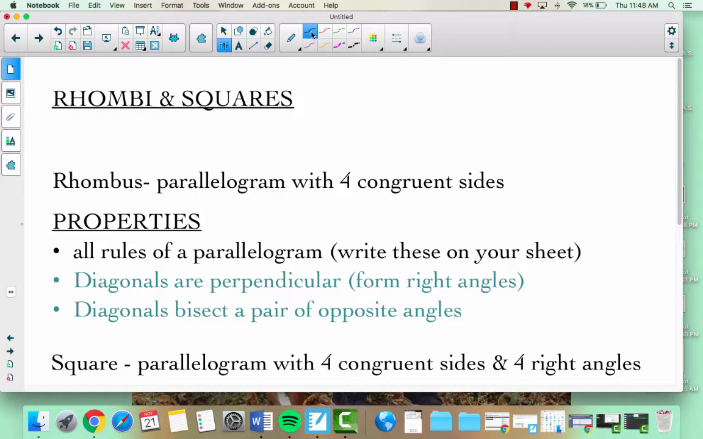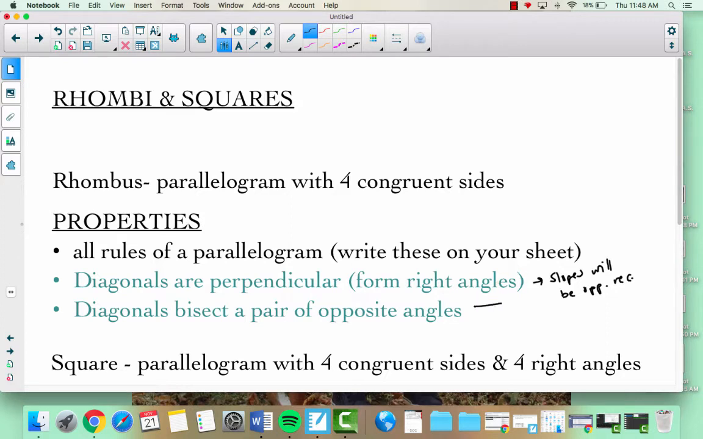And then the two new properties would be that in a rhombus, diagonals are always perpendicular, which means they form right angles. Okay, and then I'm going to add to that right here. That means that their slopes will be opposite reciprocals. Okay, and then the diagonals bisect a pair of opposite angles.